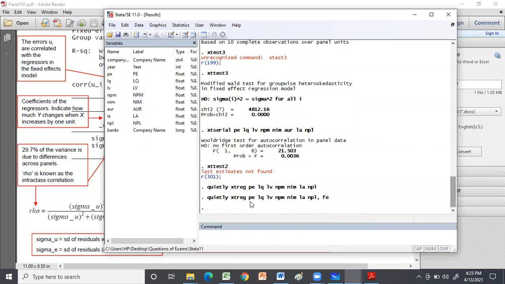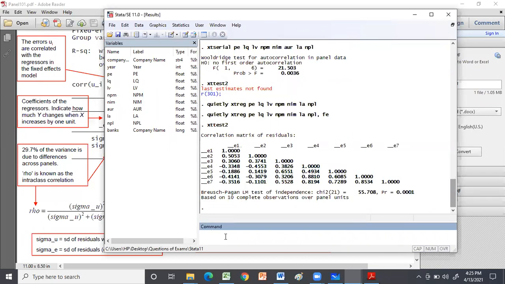It will not show you in the display. And after that, if you just make any diagnosis test, XT test 2, it will show you the correlation matrix of the residuals.